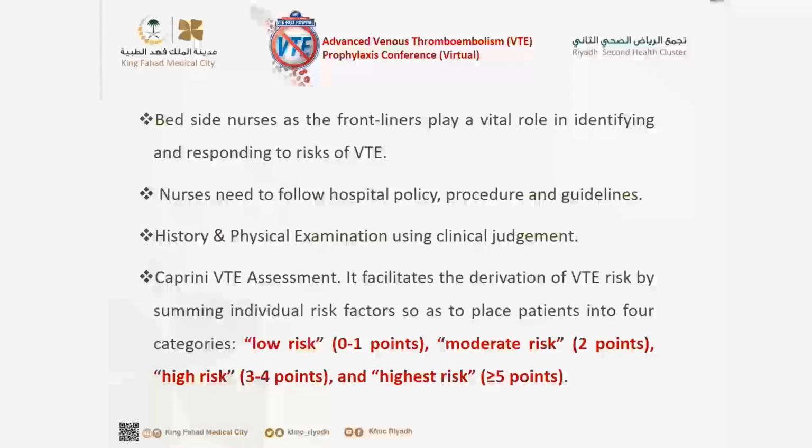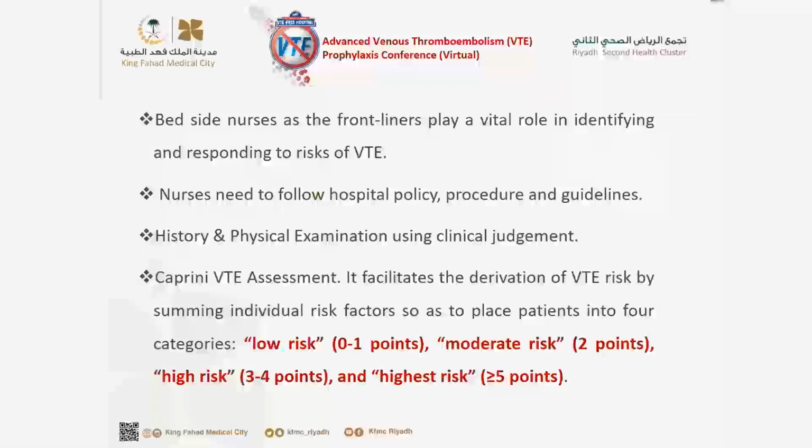Now, what we do know is that nurses, especially your bedside nurses as the frontliners, play a vital role in identifying and responding to the risk of VTE. Our nurses need to follow the hospital policy, the procedure, the guidelines. And as a nurse, when you do the history taking and your own physical examination, you need to use your own clinical judgment as well when you're assessing the patient, when you're looking at the extremities of the patient and comparing the extremities. You need to be aware of what you are actually looking at.